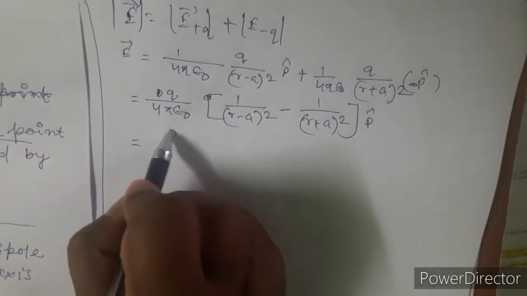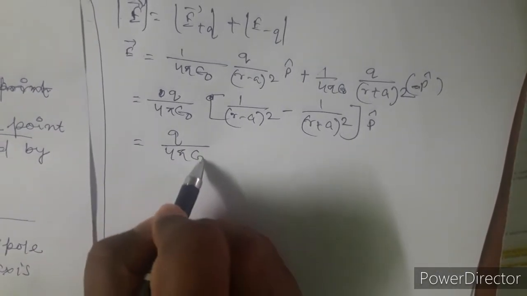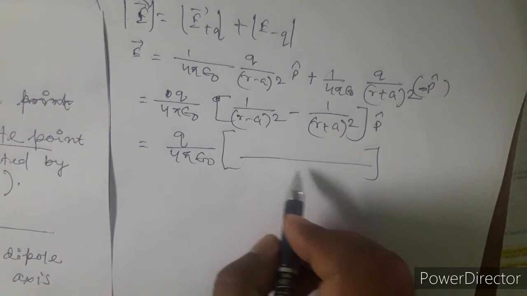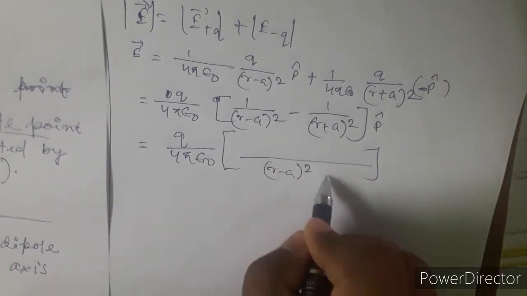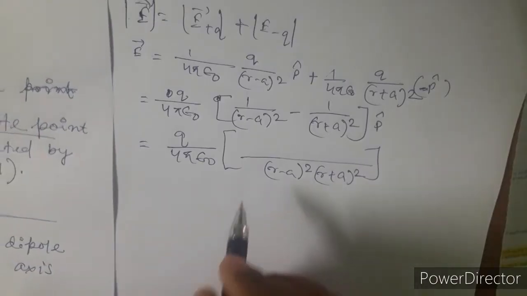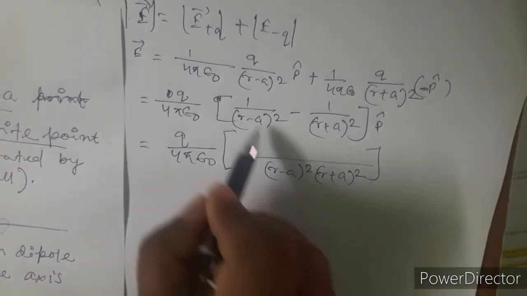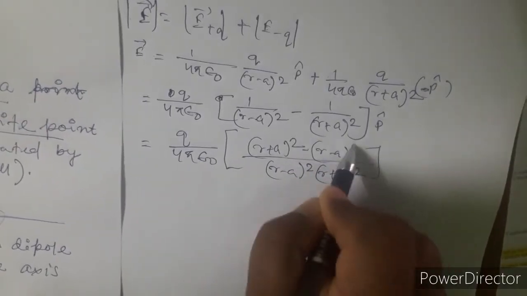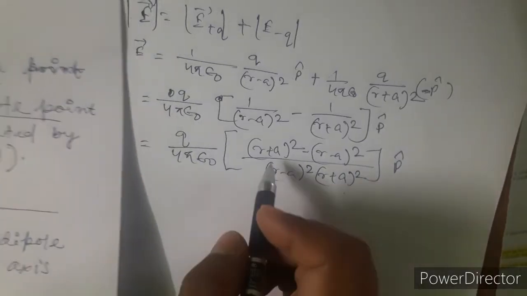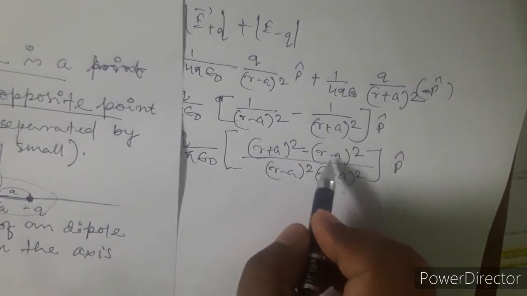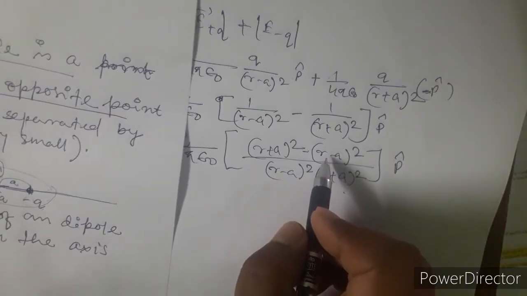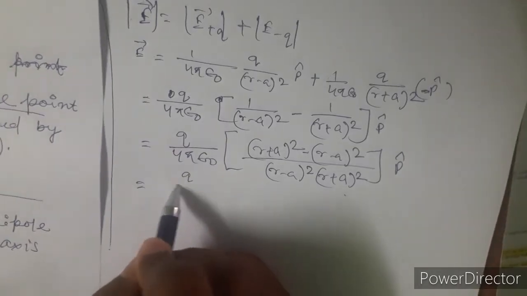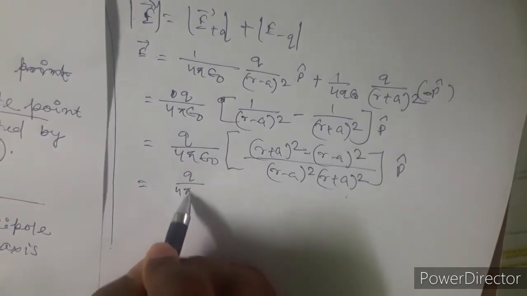Or you can write this as Q by 4 pi epsilon naught. What will be the LCM? The LCM is (R minus A) whole square times (R plus A) whole square. If you divide this, you will get (R plus A) whole square minus (R minus A) whole square, P cap. Now you can see (A plus B) whole square minus (A minus B) whole square. What is the result? It will be plus 4AB. So you can write this one, Q by 4 pi epsilon naught.